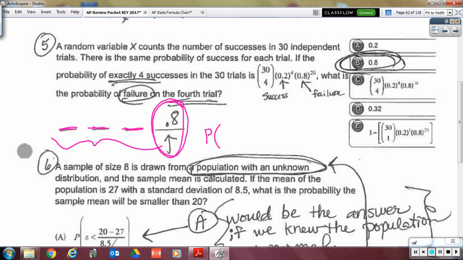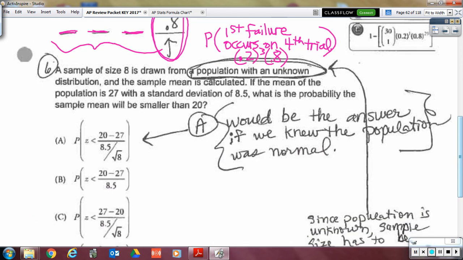If it had wanted the information before, here's the way that question would have been worded. What's the probability that the first failure occurs on the 4th trial? That one then would have included your 0.2 to the 3rd power times the 0.8. All right, now number 6 is very interesting, and it throws a little kink in the mix here.